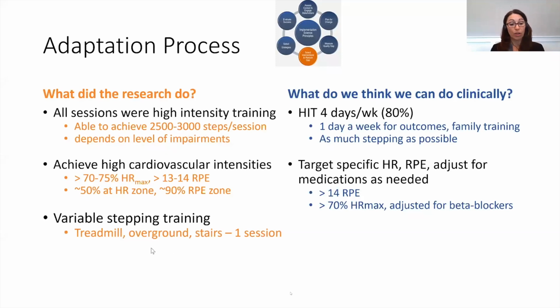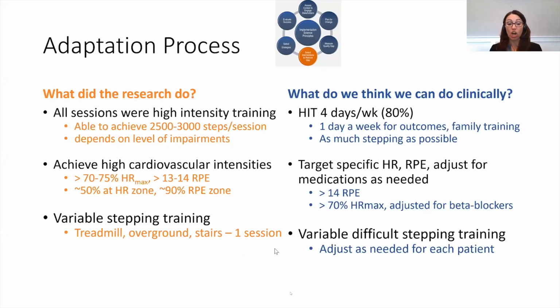Now in the research protocol, they did variable stepping training on treadmills, over ground, and stairs. And they also practiced forwards, backwards, over obstacles in different environments. Now, from a clinical perspective, it would be very hard to do all of those things in one session. We would lose a lot of efficiency trying to go from one environment to another. And so the clinicians tried to vary the environments in which the treatments were being done, but they would do that to meet the patient's needs and maximize stepping training as well.